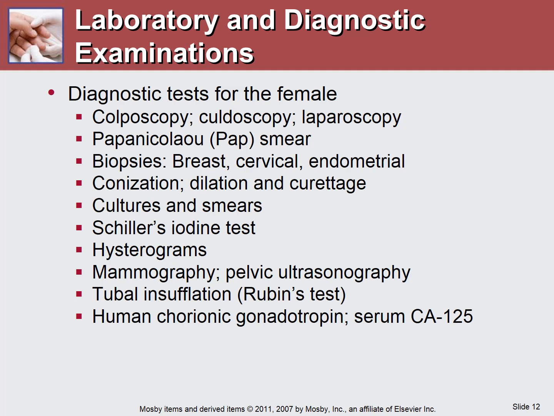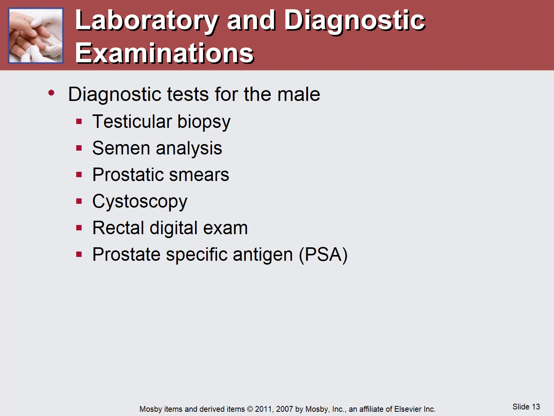So we talk about that. Serum CA-125 would help us assess for cancer. Many tests. So make sure you go over each of these tests and understand the nursing implication or indication or intervention for these. Next slide. All right, testicular biopsy, semen analysis if we're thinking that someone may be infertile, prostate smear, rectal exam, and of course prostate-specific antigen to assess for prostate cancer.